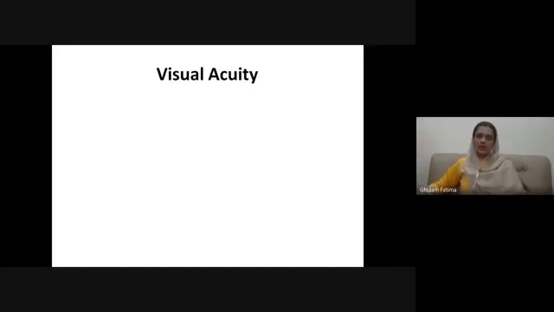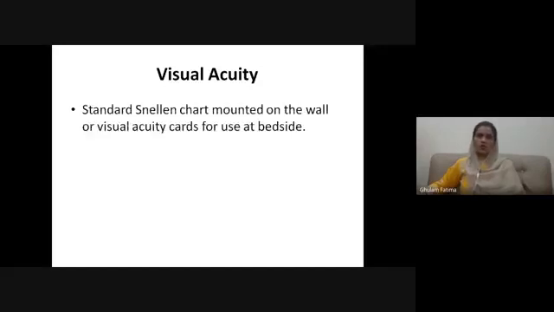So the last part of this examination is to check visual acuity. Visual acuity simply means how clear the vision is. As all of you might have visited an ophthalmologist to get your eyesight checked, there they make you sit on a chair or a stool, and there is a chart in front of you, and you have to read some alphabets on the chart. That chart is called the Snellen chart, and usually it is mounted on the wall.